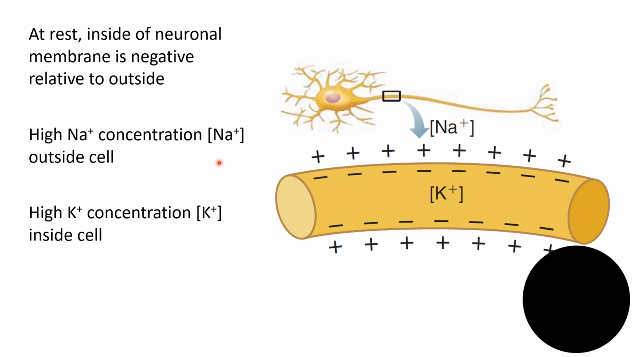In addition, we've been talking about this: the concentration of sodium outside the cell is high, whereas it's low on the inside. And the concentration of potassium is high on the inside and low on the outside. All of this is going to contribute to the electrical potential that forms, and it's going to be important when we talk about action potentials in the future.